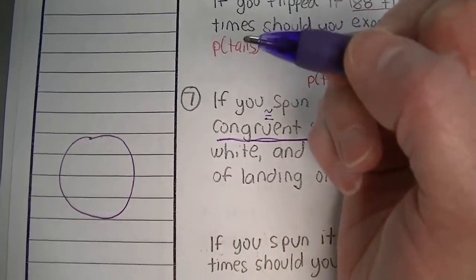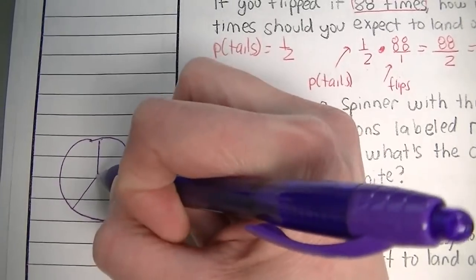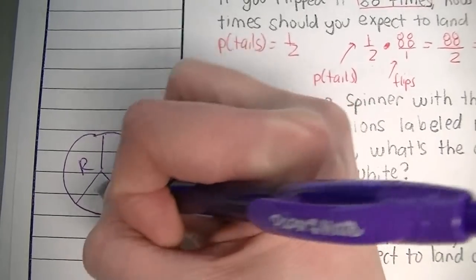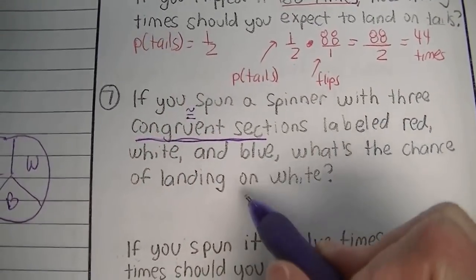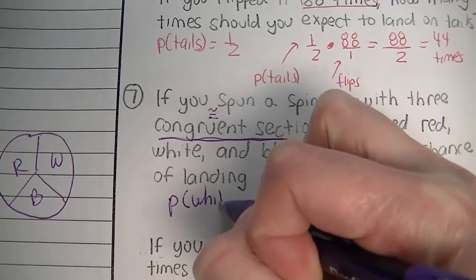So pretend that's a perfect circle, and then pretend that these are all 3 congruent sides. You have to pretend because it's obviously not, because I can't draw very well. And it was red, white, and blue, okay? So what's the chance of landing on white? So, probability of landing on white.